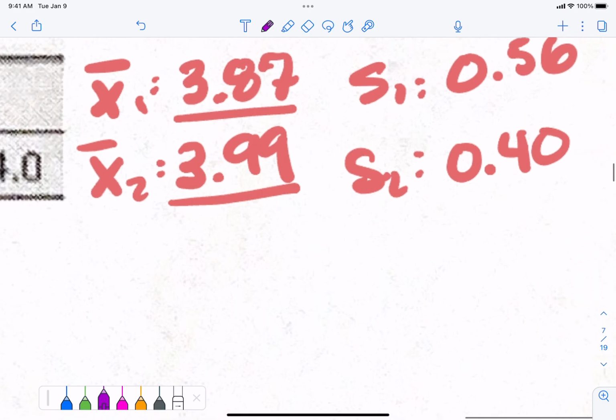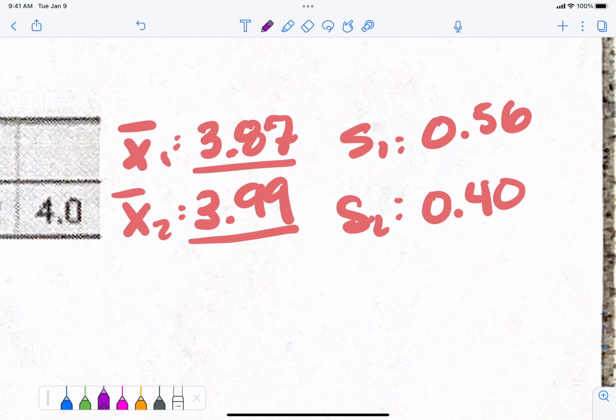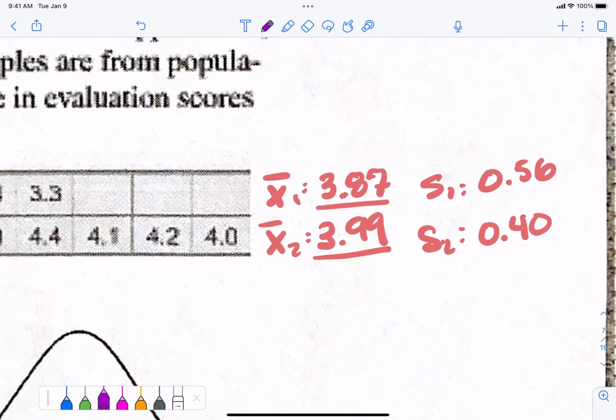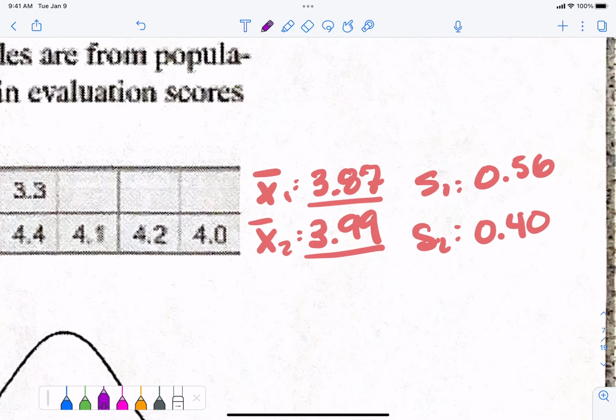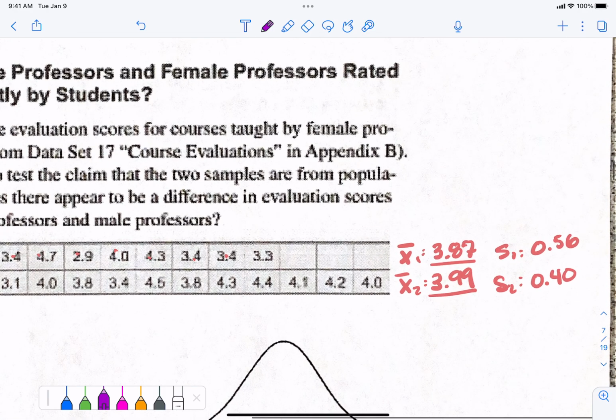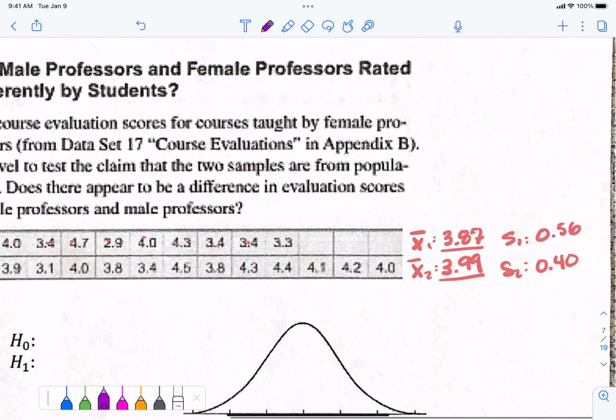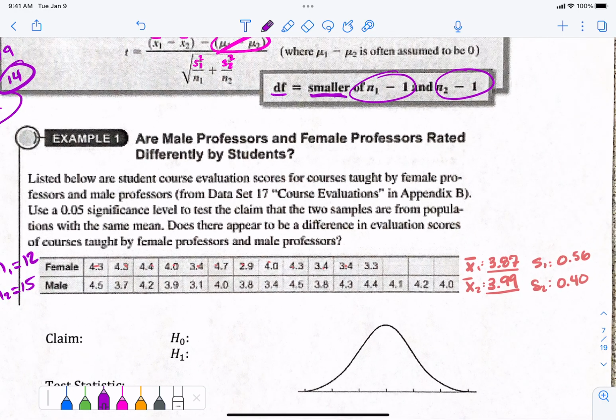I went ahead and left these from last year when we calculated them. Somebody put them into a Google Sheet or a calculator or whatever. X bar, the average from those is 3.87. Write that down. The average of the second one is 3.99. Standard deviation of the top one is 0.56. Standard deviation of the second one is 0.40. Got it? That's what we have. I haven't even read the story yet. So list those down off to the side because we need those.